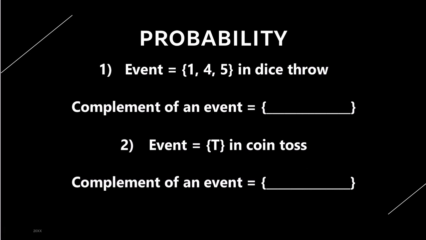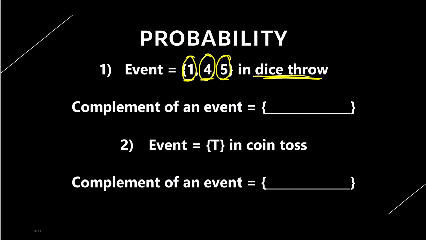In an event of a dice throw, they threw a dice 3 times, one after another, and in the first throw they got 1, in the second throw they got 4, in the third throw they got 5. I hope this is clear. So now this is an event. An event is nothing but throwing a dice, not 1, not 2, but 3 times. That is an event.